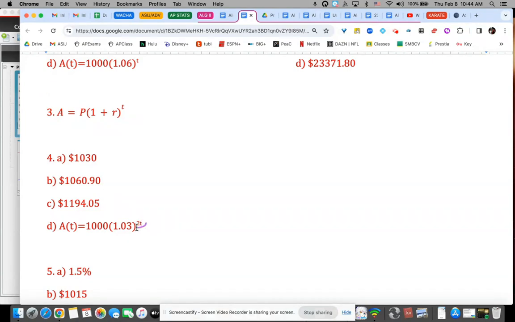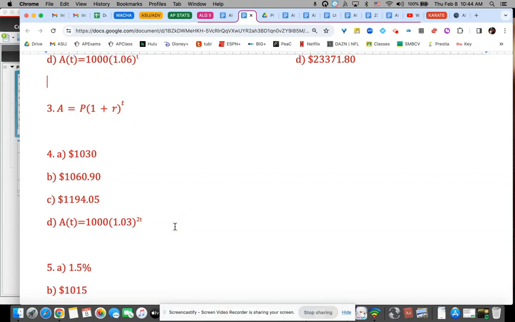Just really keep in mind this is every 6 months. So how many times are you compounding this? And it happens every 6 months. The rate matches that, so this is a 6-month rate. So this power has to be how many 6-month periods you are doing, right? I hope that makes sense.